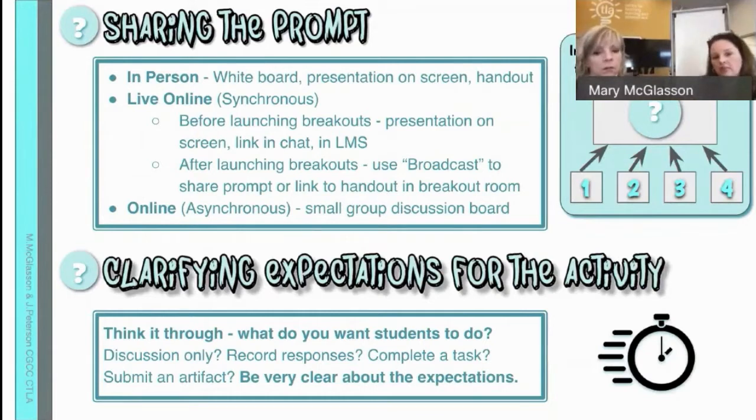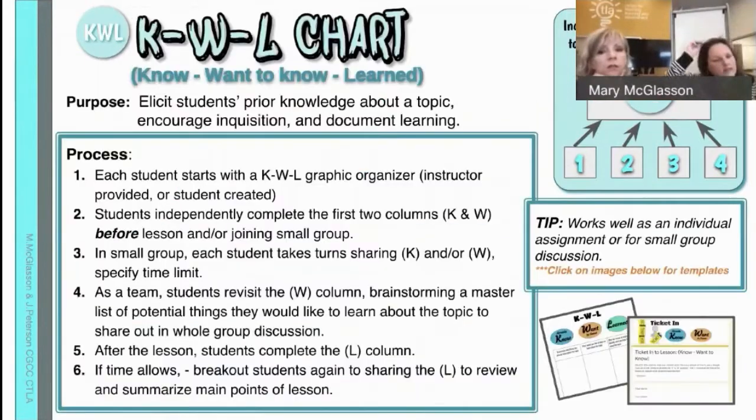How do you share that prompt, and how are you crystal clear about what they're supposed to do and what they're responsible for? This is one of the first ones that we just did, the KWL chart. And this is just a specific type of activity that's under that larger umbrella of the basic prompt. So you did a basic prompt that is the K and W of the KWL.